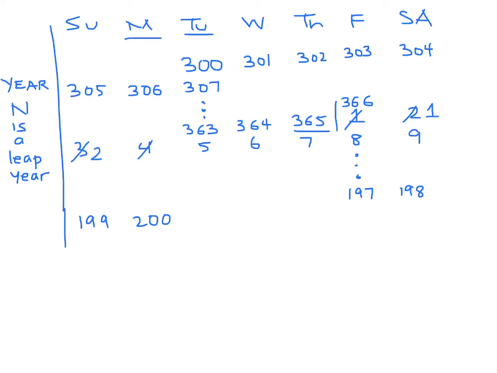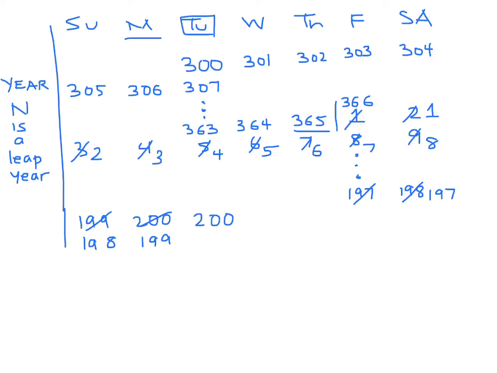And you see what happened? That is how we can make this question work. This becomes 7, this becomes 8, and so on. And then if we keep adding, this becomes 197, this becomes 198, this becomes 199, and finally our 200th day is indeed a Tuesday. All right? So that's the first part of the question.